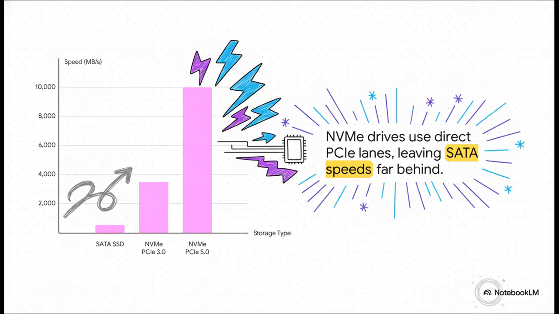And what a leap it's been. I mean, just look at this chart. That SATA SSD is way down there at the bottom. But then you have NVMe drives, which plug directly into the super fast PCIe bus, and they just blow it out of the water. And the latest PCIe 5.0 drives, they can scream past 10,000 megabytes per second.